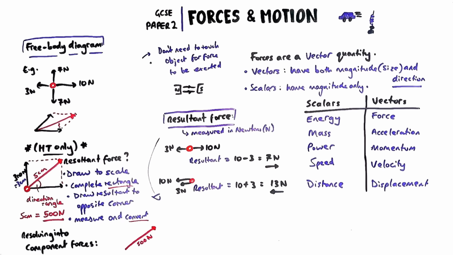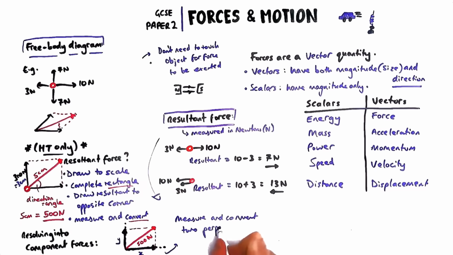These component forces have got to be at right angles to each other, the X and the Y, or the vertical and the horizontal directions. So how we do it is, first of all, we'd measure our initial resultant force, and then we'd do the reverse process of making it into a rectangle and measure the length of the sides of those rectangles.